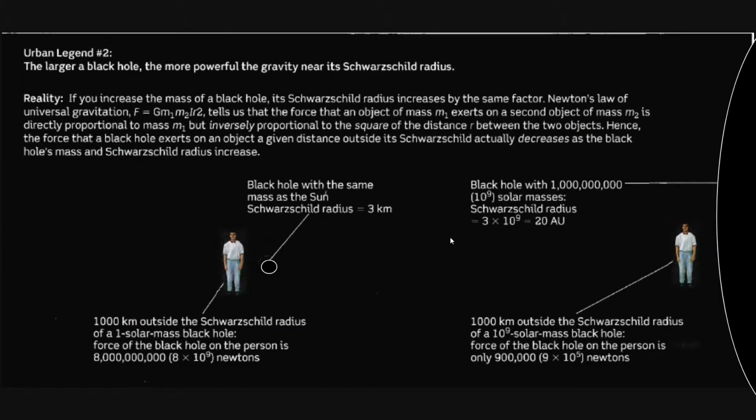Another weird thing is the larger the black hole, the more powerful the gravity is near the Schwarzschild radius. Well, gravity depends on both the mass of the objects and the distance from the object. So, kind of strangely, this small black hole with only 1 solar mass, if you could stand right next to its event horizon, you'd weigh 8 billion newtons. This gigantic black hole over here with 1 billion solar masses, if you were this far away from its event horizon, you'd only weigh 900,000 newtons. So in some weird backwards thinking, these smaller black holes can kind of exert a larger force on you if you're outside the event horizon than the large black holes.